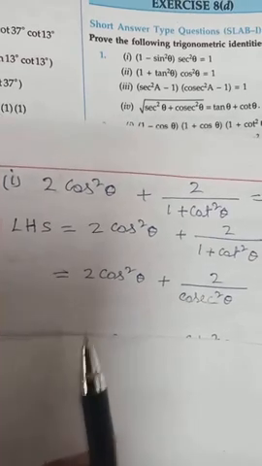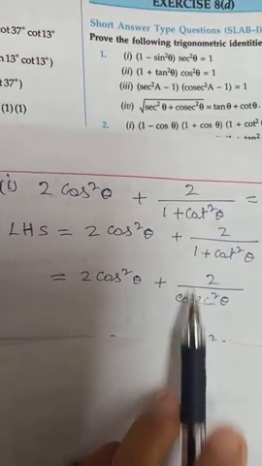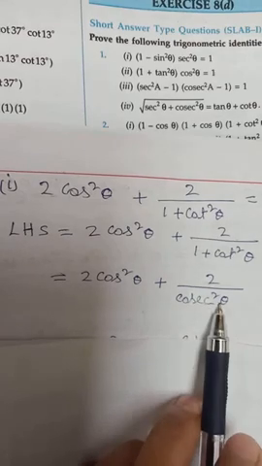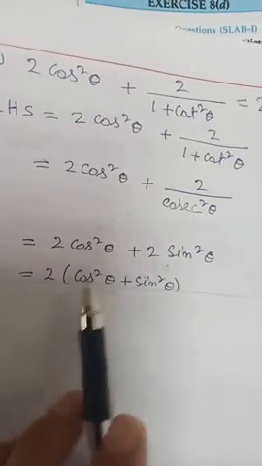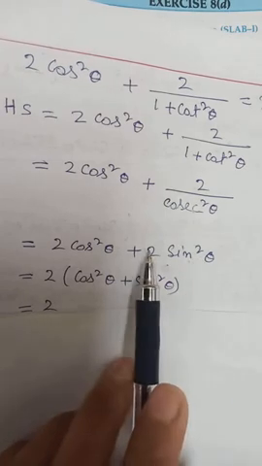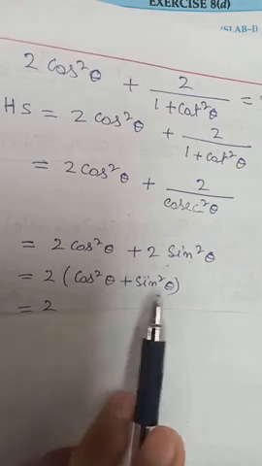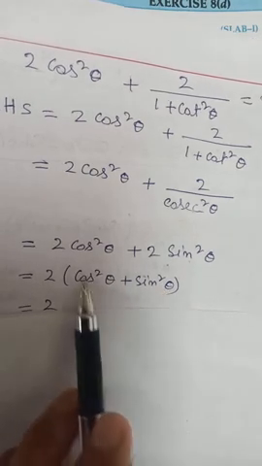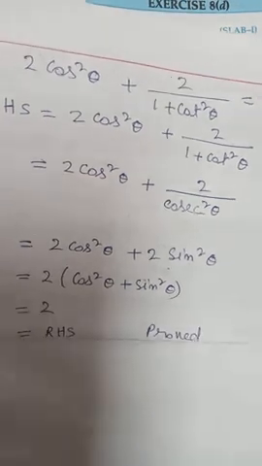We can take common 2. So cos square remains cos square. 1 by cosec square theta from the relation, 1 by cosec is equal to sine square theta. We take common 2. So here we are left with cos square plus sine square because 2 is already taken common. If you look here, cos square theta plus sine square theta, from the identity is equal to 1. So 1 times 2 will be equal to 2, which is equal to the right hand side.